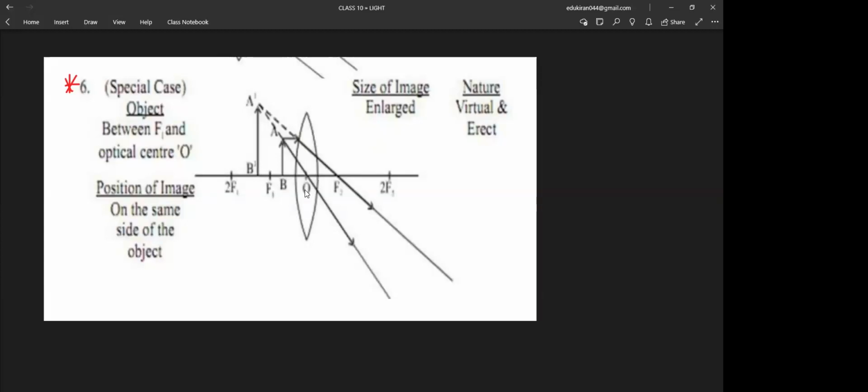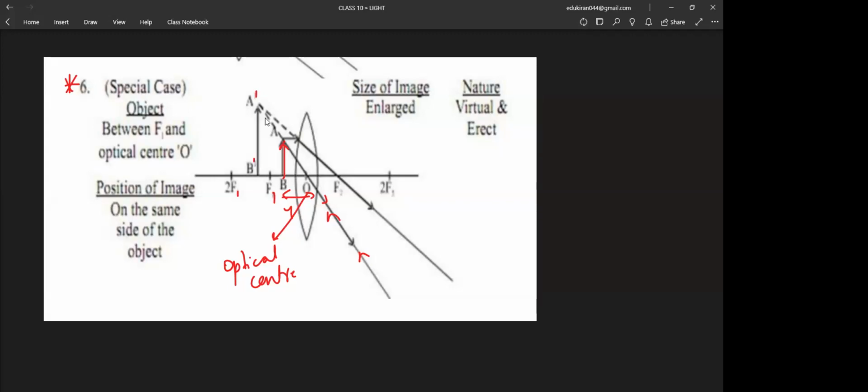So this is the optical center. What is this O? The O is our optical center. 2F1, F1. So this is our object. See, this is the object distance. Now what happens when this ray passes through the focus, second ray passes through the optical center, retraces itself. Then we have to produce it here. This is A dash, B dash. This is the image that is formed.